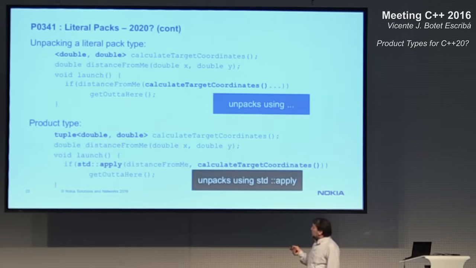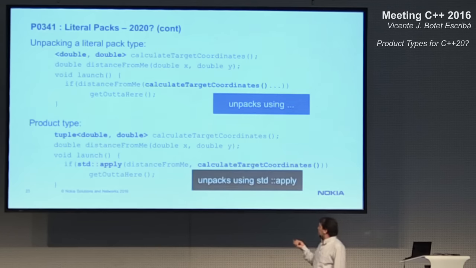Then, using these literal packs, we can also return multiple values from a function. What is great in this proposal is that we can unpack this directly using pack expansion, as we do for parameter packs, and just forward all the elements of this pack type to this function.